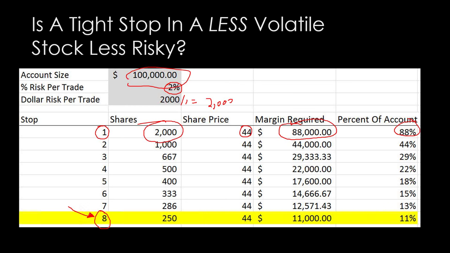Anyway, before I digress too far, say I determined that we need an 8-point stop. Well, you would only buy 250 shares of this stock for every 100K, or if you had a 100K account, you would only buy 250 shares, because that's 2%: 2,000 divided by 8 equals 250.